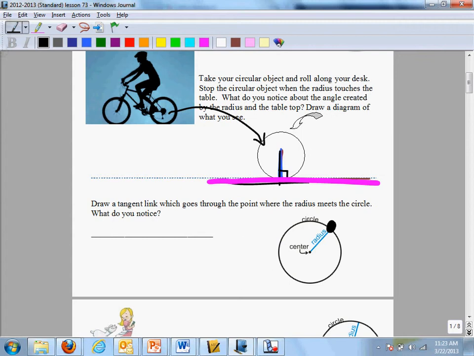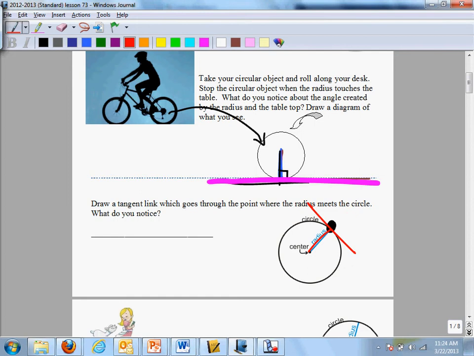Tangent. Touches from the outside at one point. I'm repeating myself because I just walked around and 3 of you weren't drawing it correctly. Touches from the outside at one point. Okay, you should have drawn this, guys. Something like that, yes? Okay.